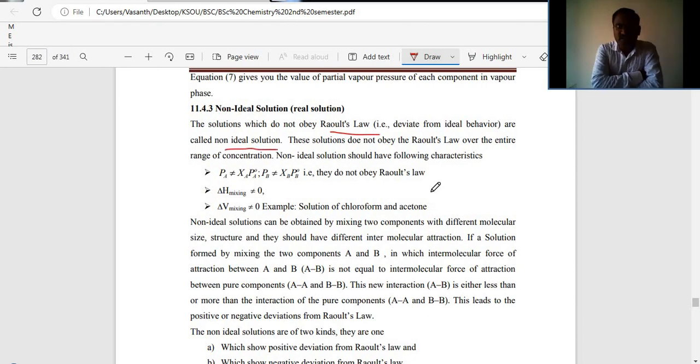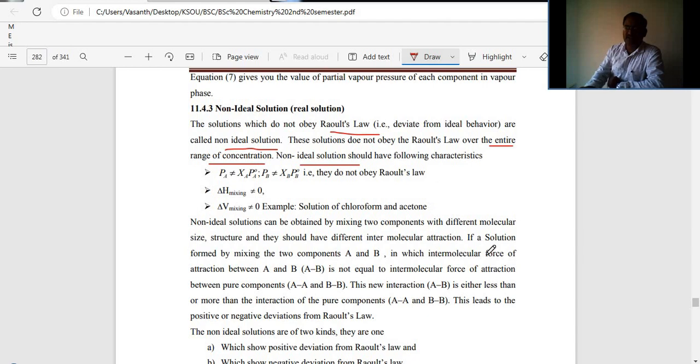The solution does not obey Raoult's law. It means that when we mix two components A and B, the non-ideal solution's enthalpy value changes and the delta V value also changes.